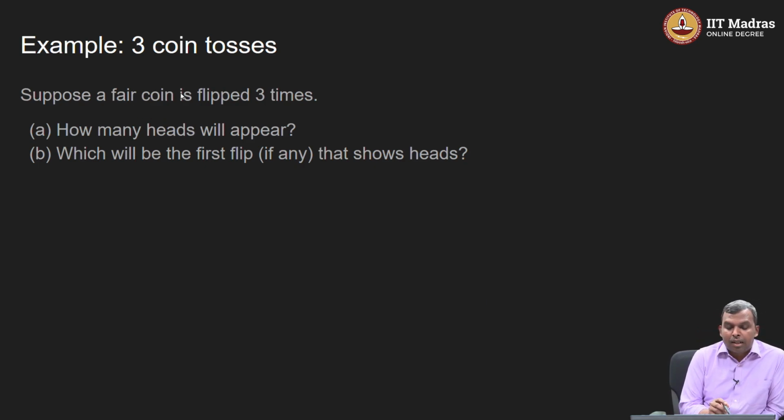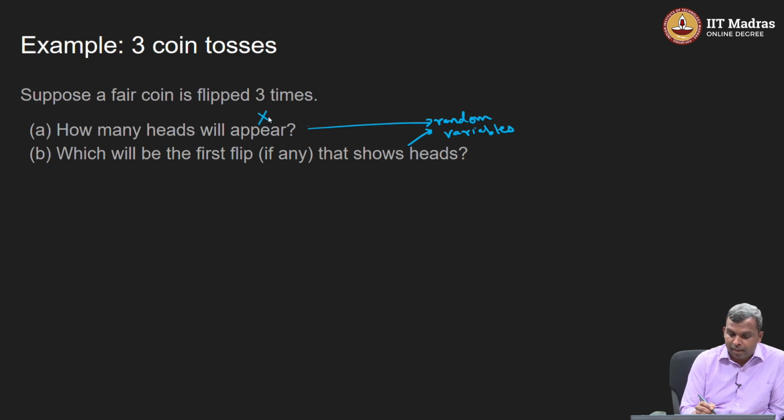So, in this experiment, a fair coin is flipped 3 times. So, that is the experiment. This is a problem where the experiment is given and the random variable is defined in terms of the outcomes of the experiment. I am defining a random variable which is how many heads will appear. So, this is my random variable. The number of heads that appear is my random variable, and my second random variable is the first flip, if any, that shows heads. Here is another random variable that is defined. Notice how these two are random variables. I will call this x and I will call this y.